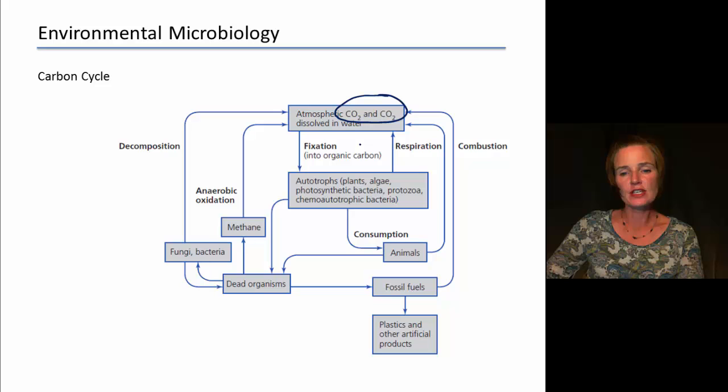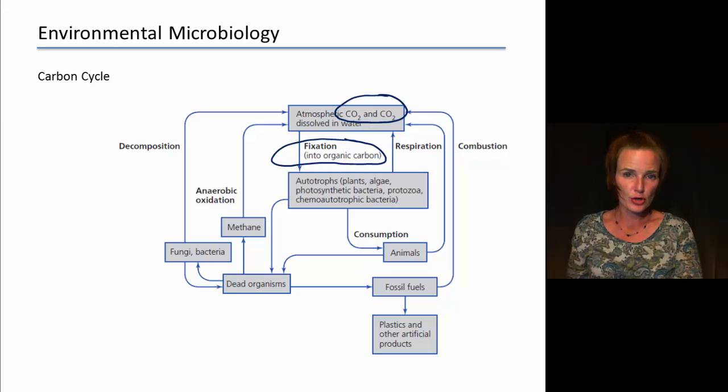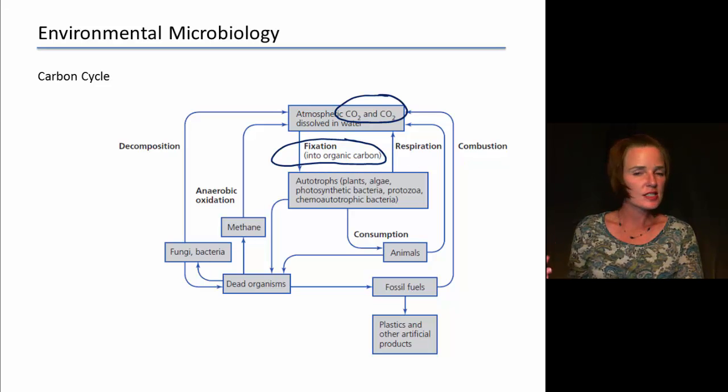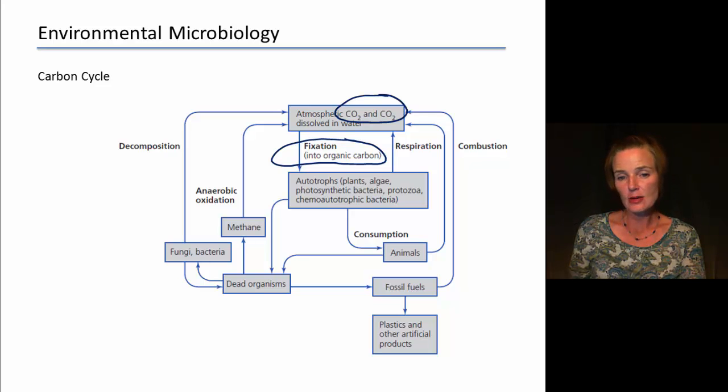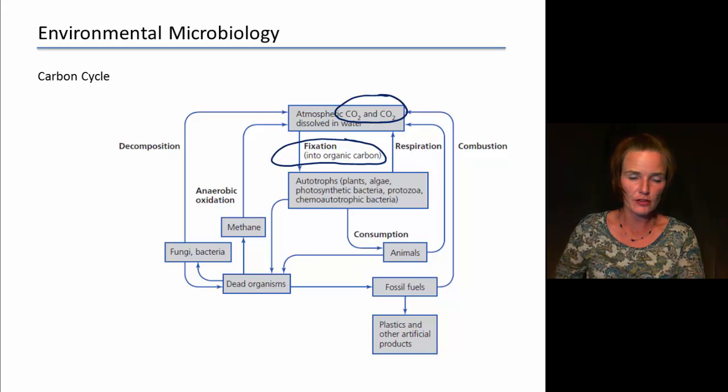And so we do have this carbon fixation process, which is essentially photosynthesis, that is going to return it back to an organic form. This is accomplished by plants, algae, a variety of photosynthetic bacteria, and protozoa. Also, some chemoautotrophic bacteria are able to fix the carbon, converting it back into an organic form.